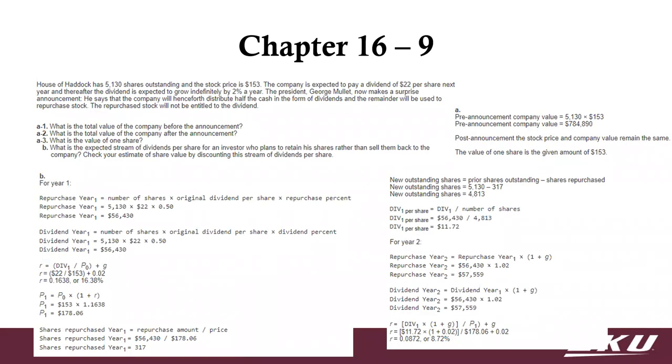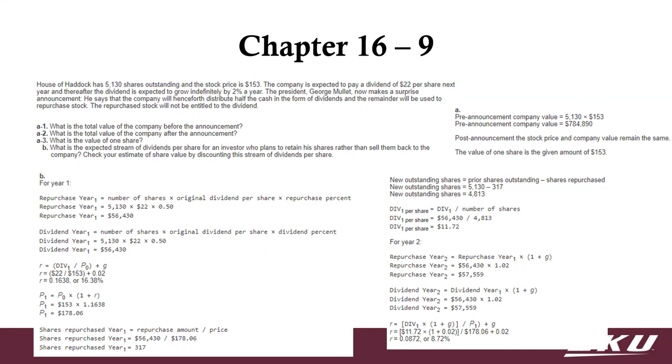Okay, problem 9. Now we're doing House of Haddock instead of hors d'oeuvres, but I think we get hungry reading these problems. But yeah, they're making an announcement. Half of the cash is going to be in the form of dividends, and the remainder is in repurchasing stock. The repurchased stock would not be entitled to a dividend.